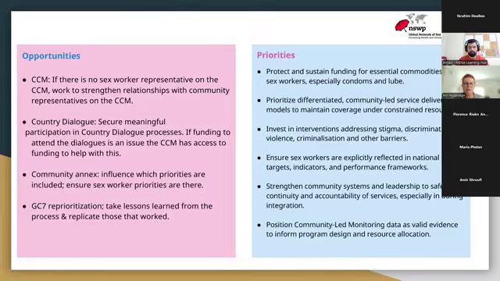Strengthening community systems and leadership is very important for safeguarding continuity of services. And we also need to position community-led monitoring data as vital evidence for programming and resource allocation. Next slide, please.